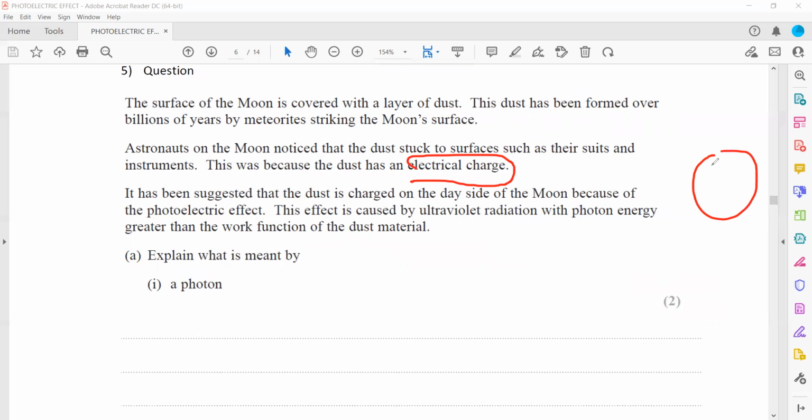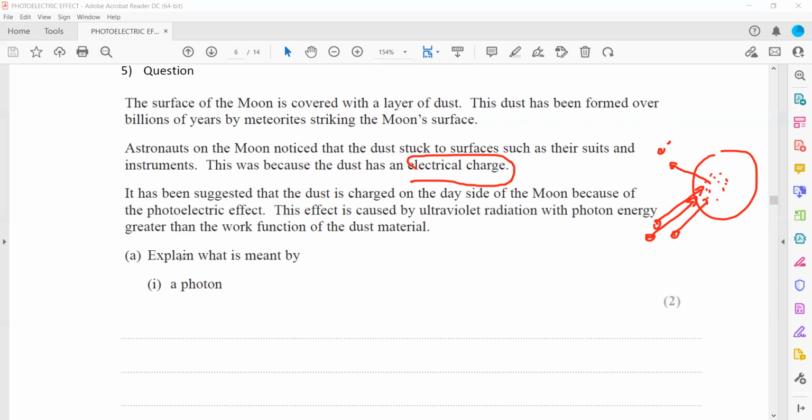So basically, what happens is that the light falls on the dust particles and removes the electron out. This is caused by UV radiation with a photon energy greater than the work function of the dust material, because this dust will have different metals also.